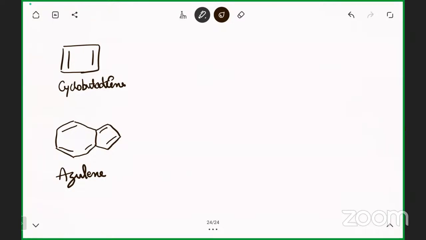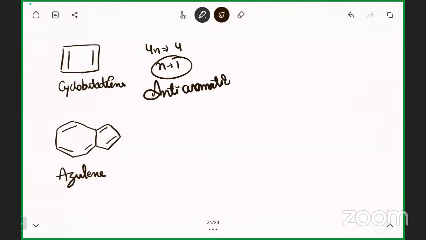Yeah, this much is okay. The example. Okay, just do these two. First one, aromatic or anti-aromatic, sir? Anti-aromatic, sir. Yes, 4n plus 2 is equal to 4, n is equal to 1. This compound is anti-aromatic. Okay, next one.